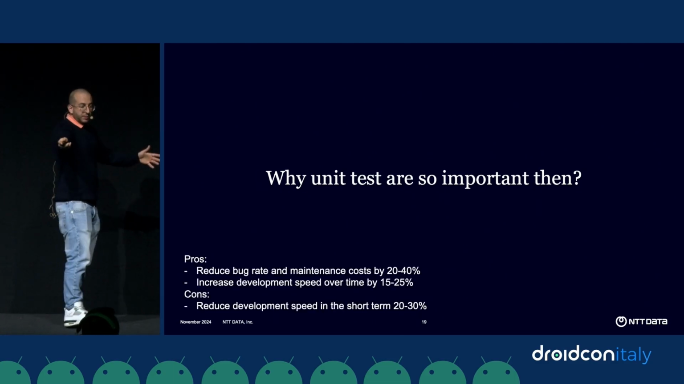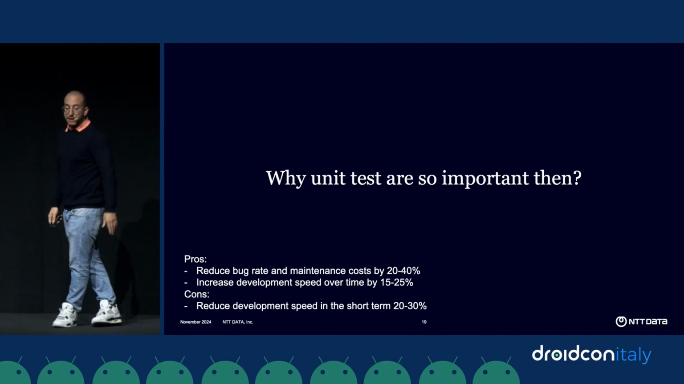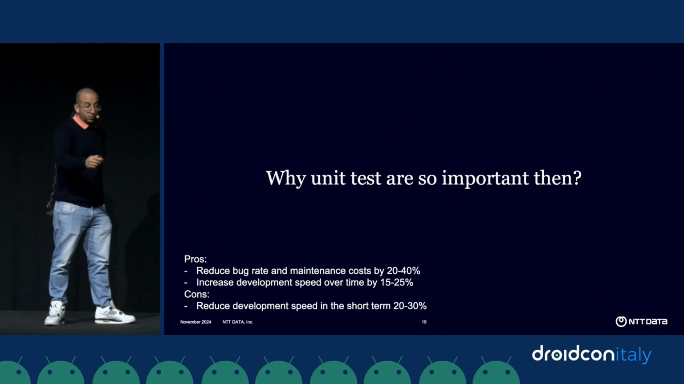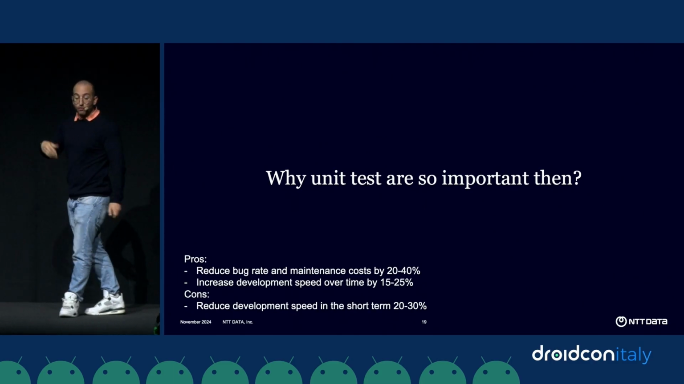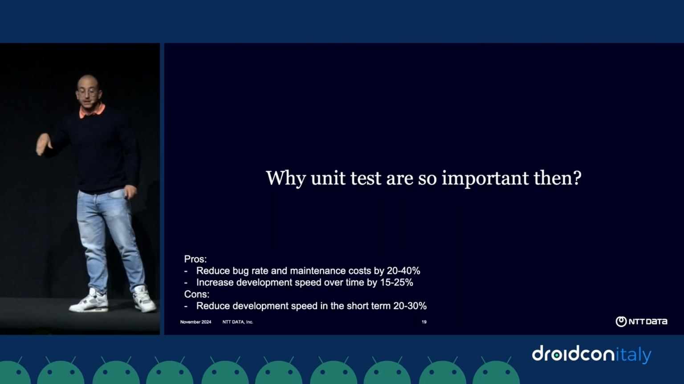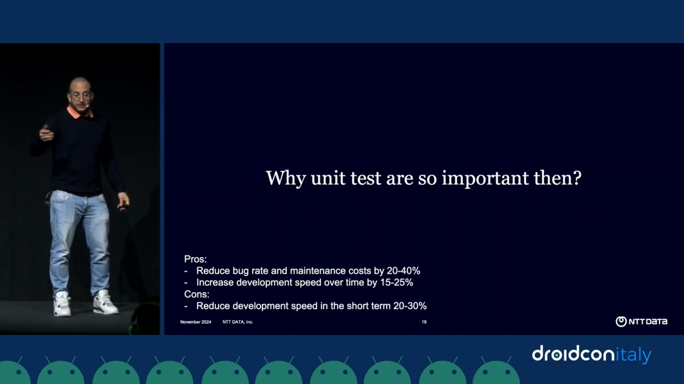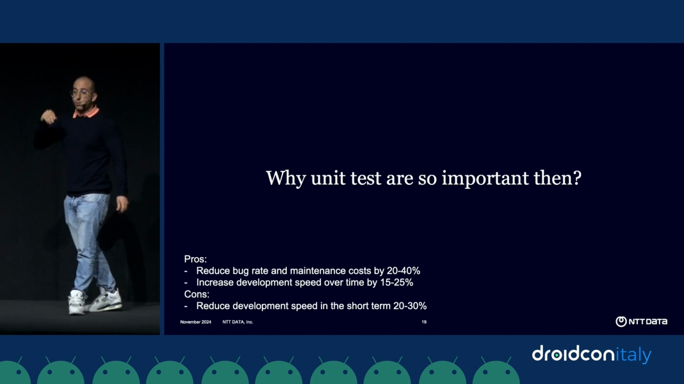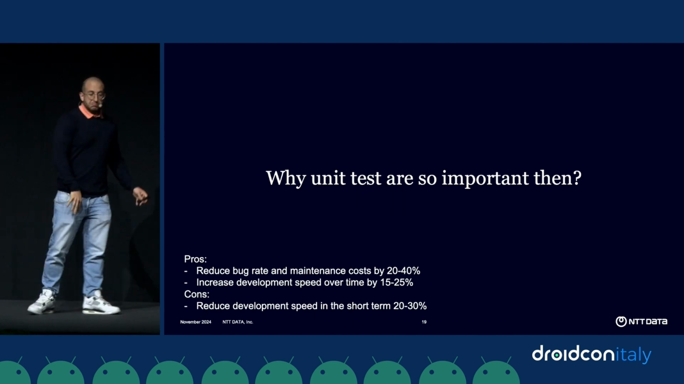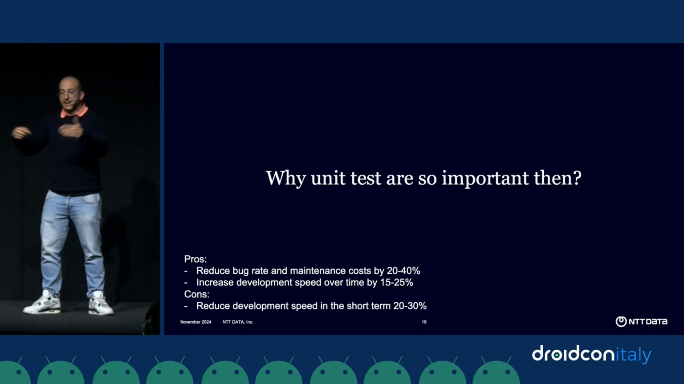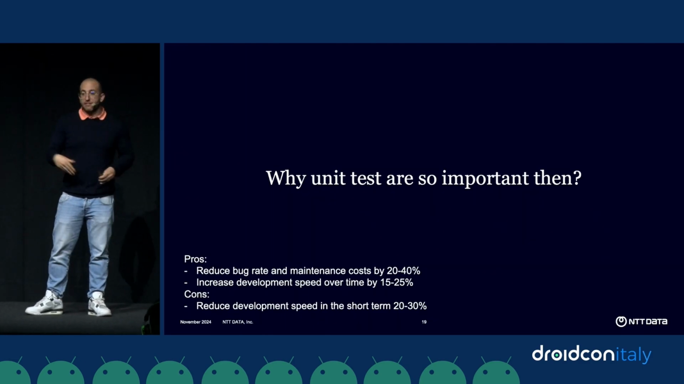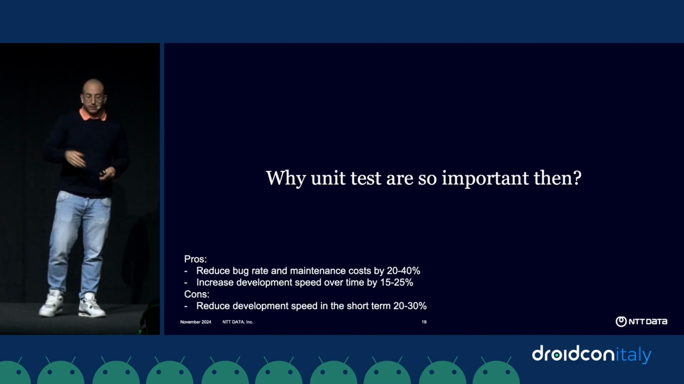So, these are the pros. They reduce the bug rate and maintenance cost, as you can see, by 20–40% for me, and they increase the development speed over time by 15–25%. So if there are some change requests on your app, you can check it with unit tests and think about whether to edit or not edit, and check it again on your unit tests. You can also avoid building your app on your simulator.